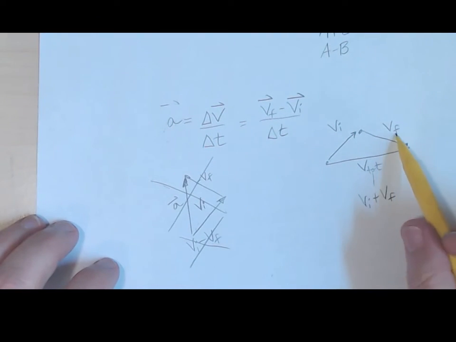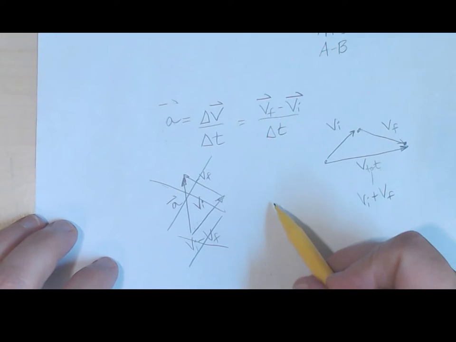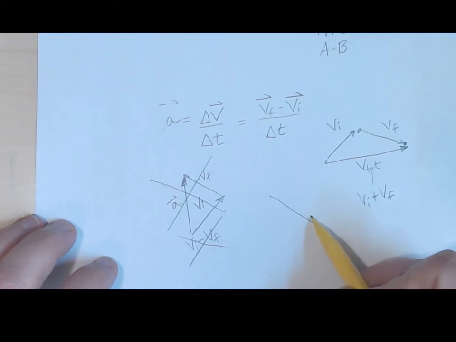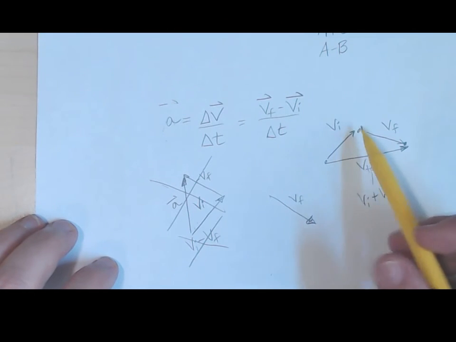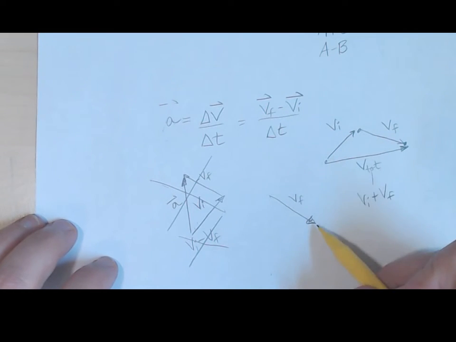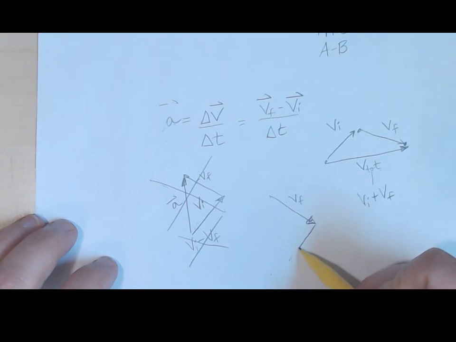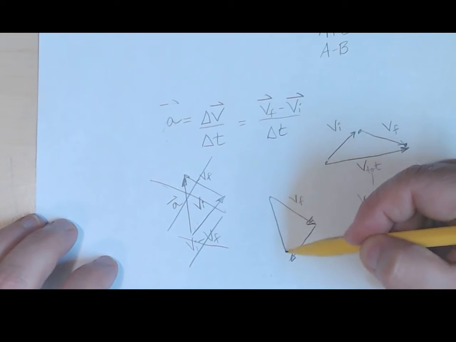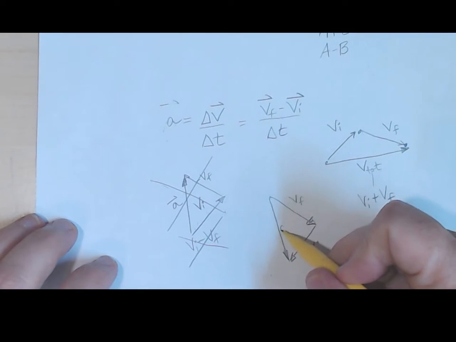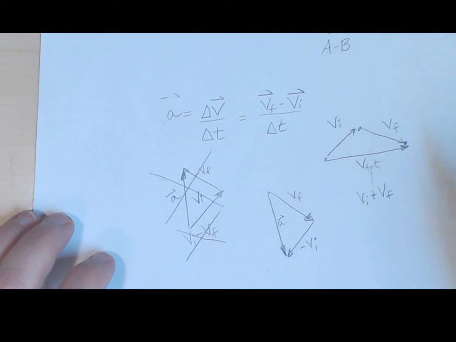I need vf minus vi, so I start with vf, which is this one. Now I'm going to reverse vi. So I take that one, I reverse it. I can put it either here or here, either one. So I'll just put it here. This is minus vi. Now what's my resultant vector? This is my resultant vector, which is the acceleration.